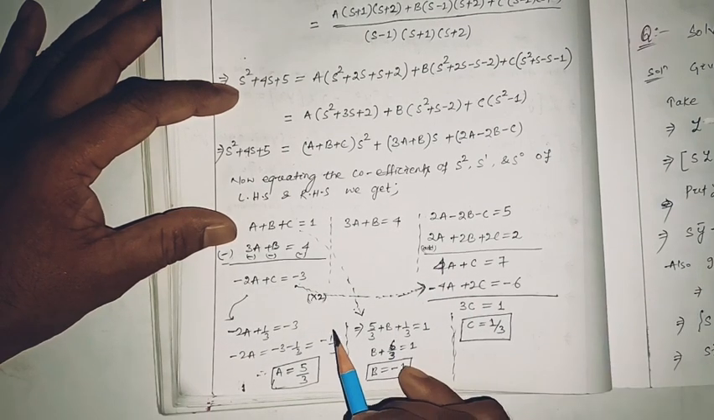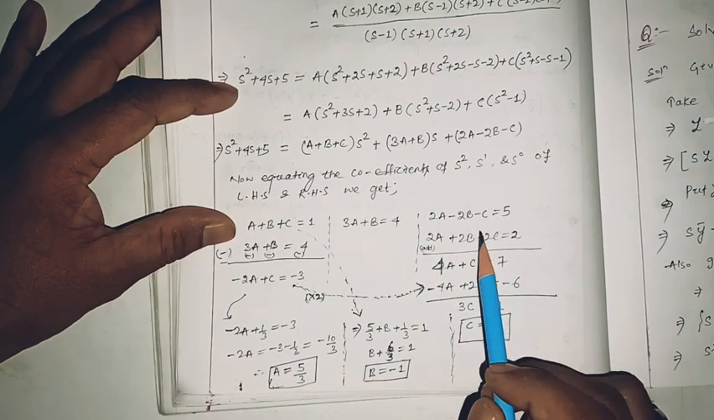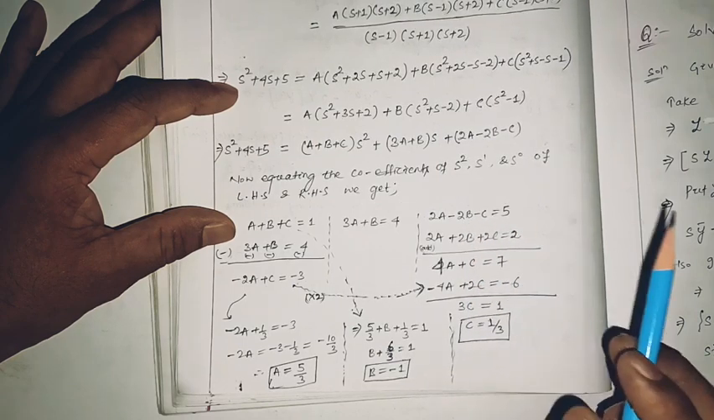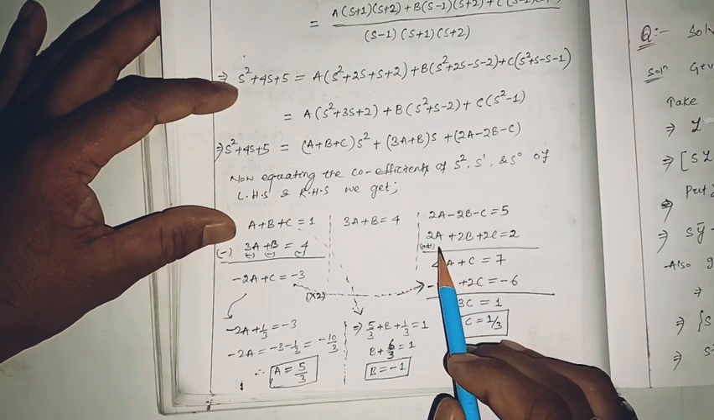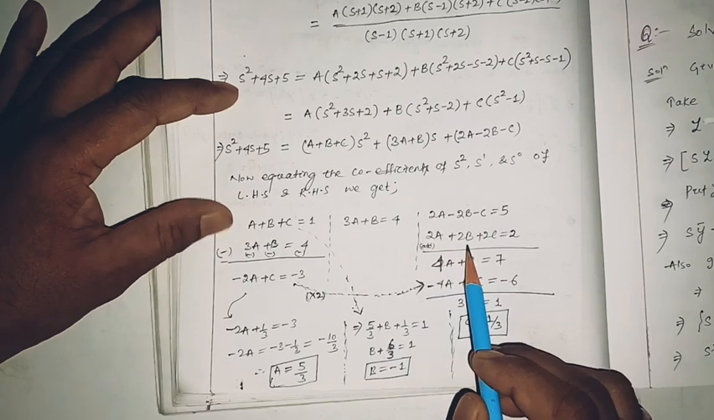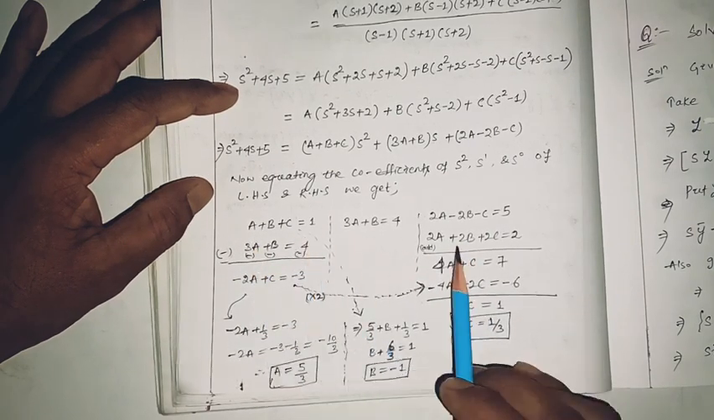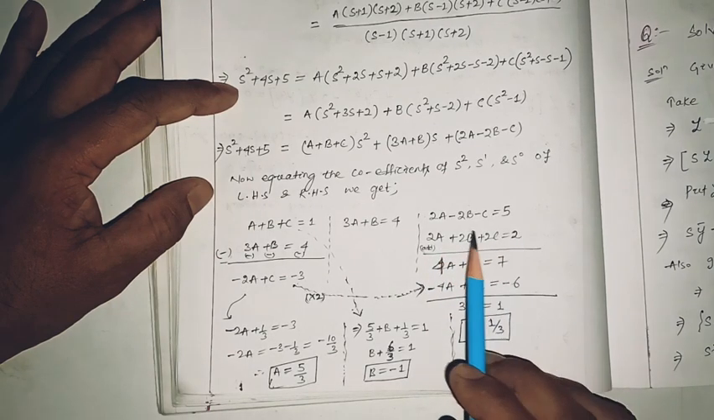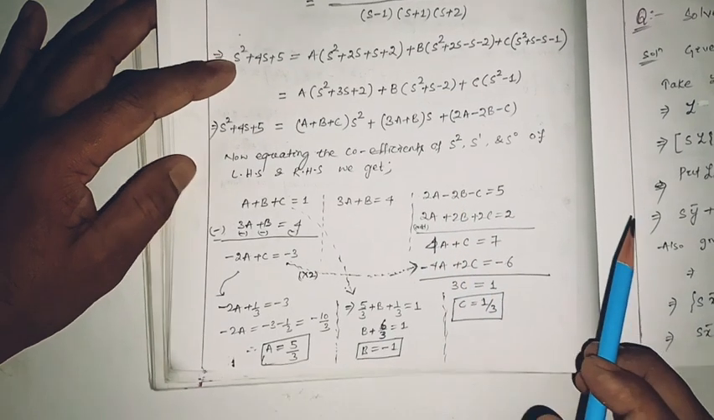right? Now here you can see 2a minus 2b minus c equal to 5. Here I just multiplied this one with 2, so 2a plus 2b plus 2c equal to 2. Just add it, and 2b got cancelled, so 4a plus c equal to 7.